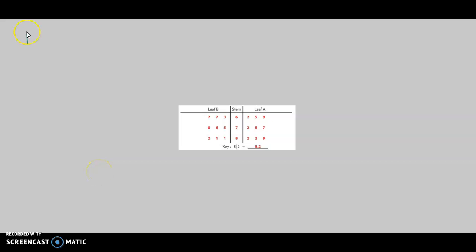Okay, this is a recap of stem and leaf plots, more so the back-to-back variety. Essentially you need to remember that this is actually two stem and leaf plots.